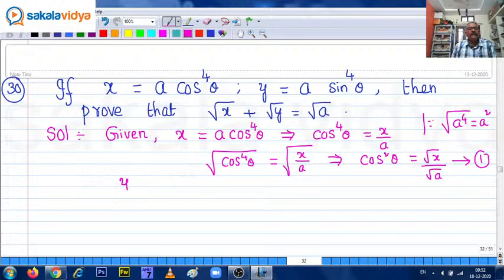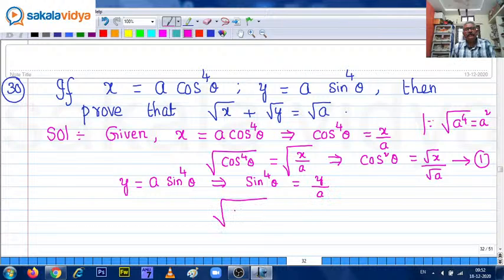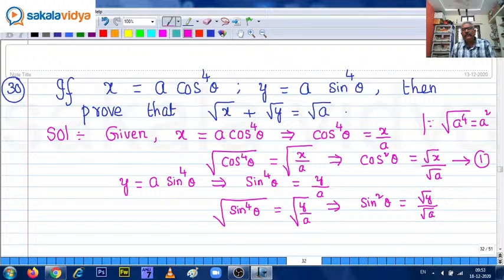So now y equals a sin theta to the power of 4. Now sin theta to the power of 4 equals y upon a. Take square root. Square root of sin theta to the power of 4 equals root of y upon a. This will be sin square theta equals root y upon root a. This is equation 2.